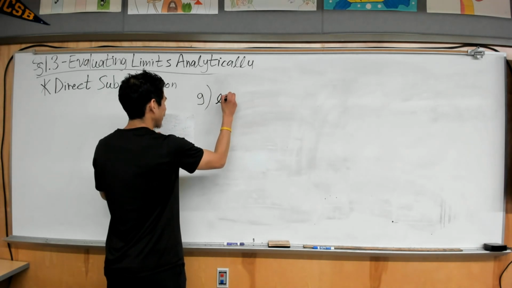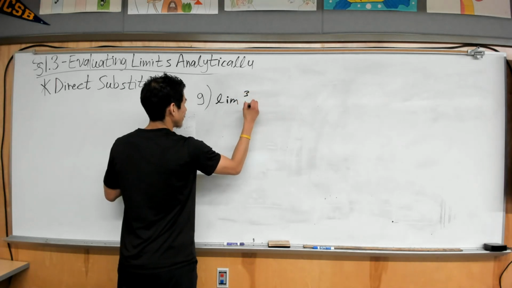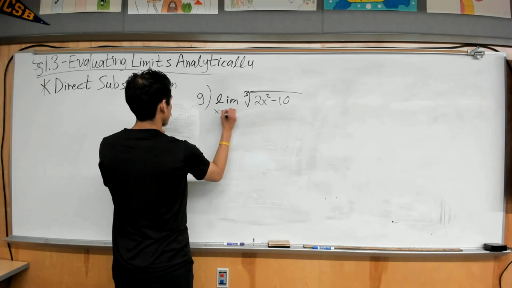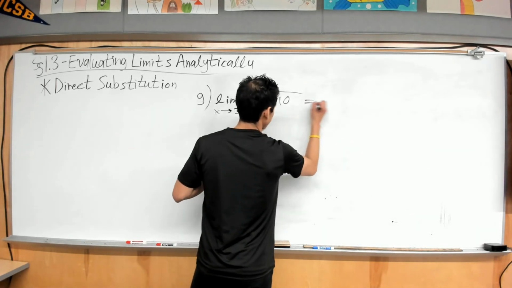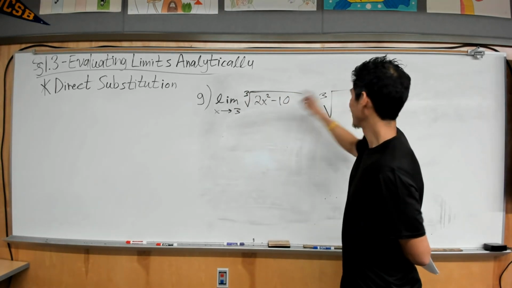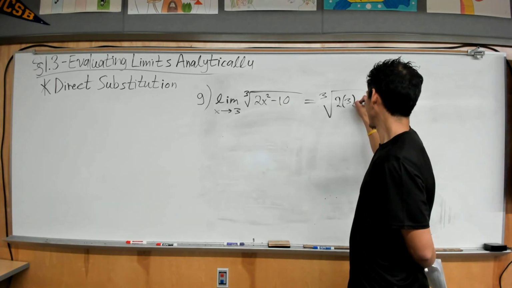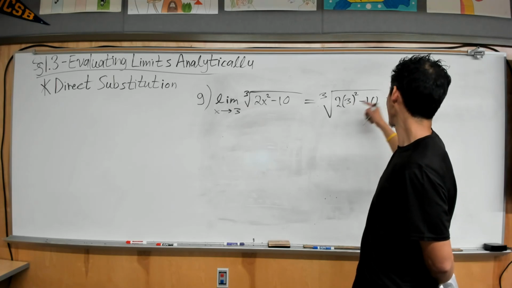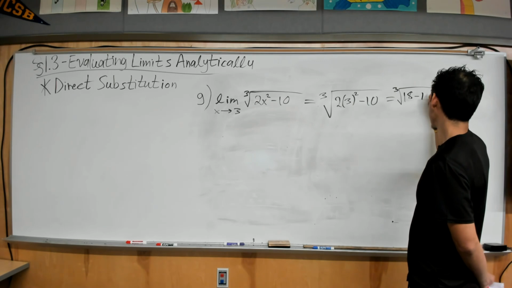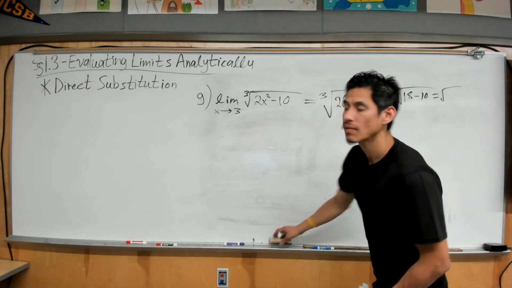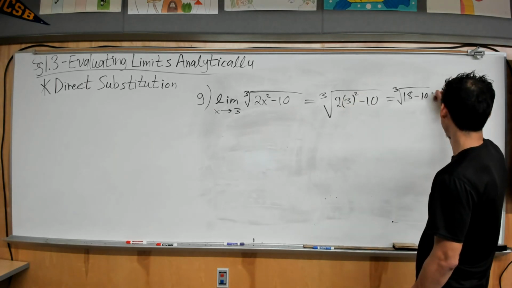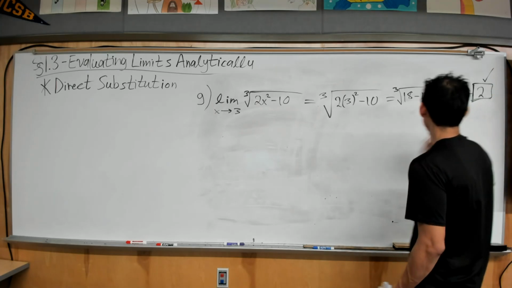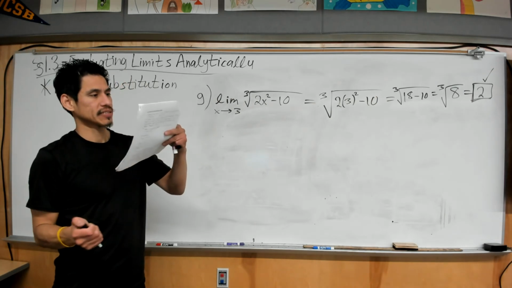So G, we have the limit of the third root of 2x squared minus 10 as x approaches 3. So another direct substitution. So the third root of 2 times 3 squared minus 10, which is the third root of 2 times 9, 18 minus 10. So 8, the third root of 8, which is 2, because 2 times 2 times 2 is 8. All right. What do we got next? H.